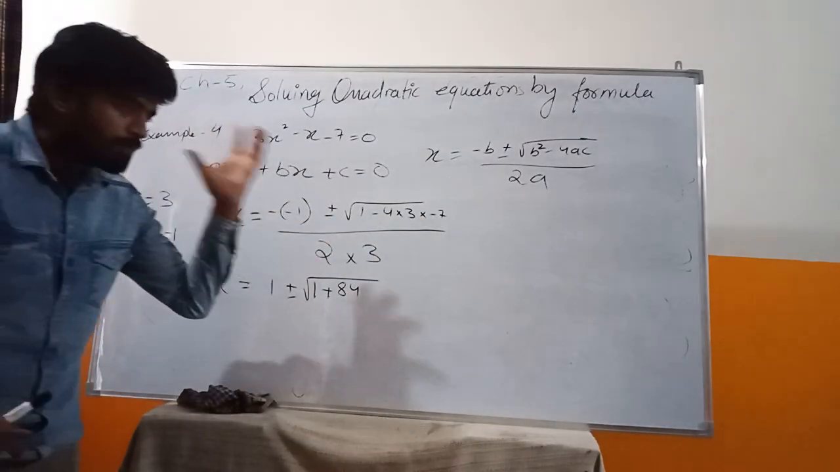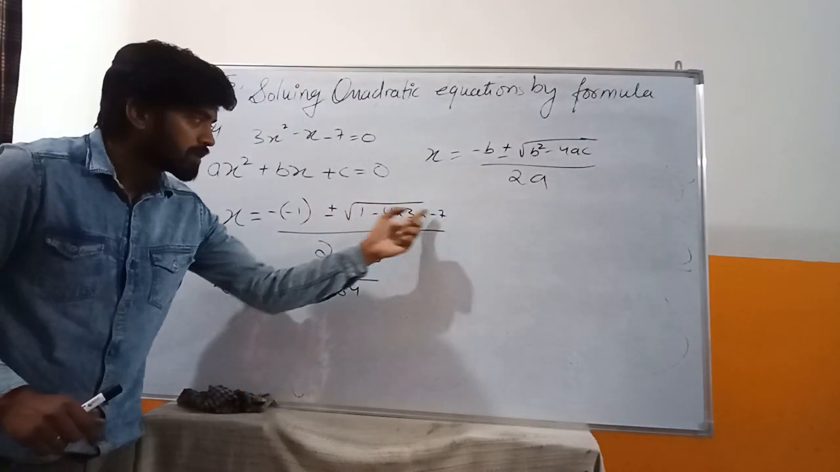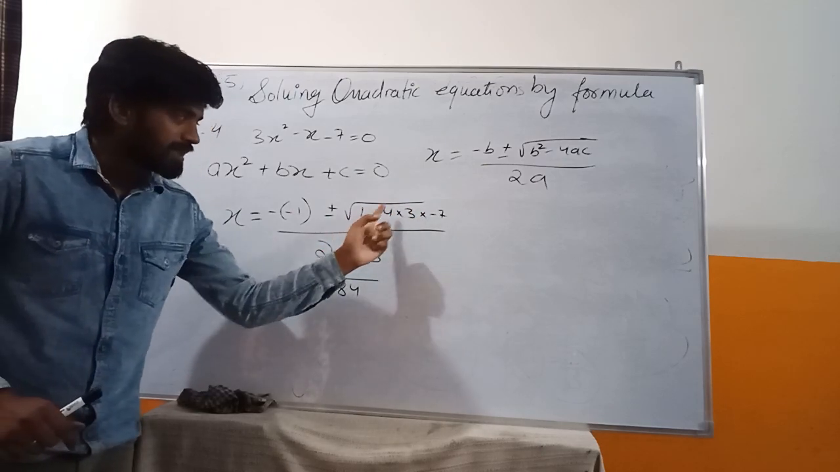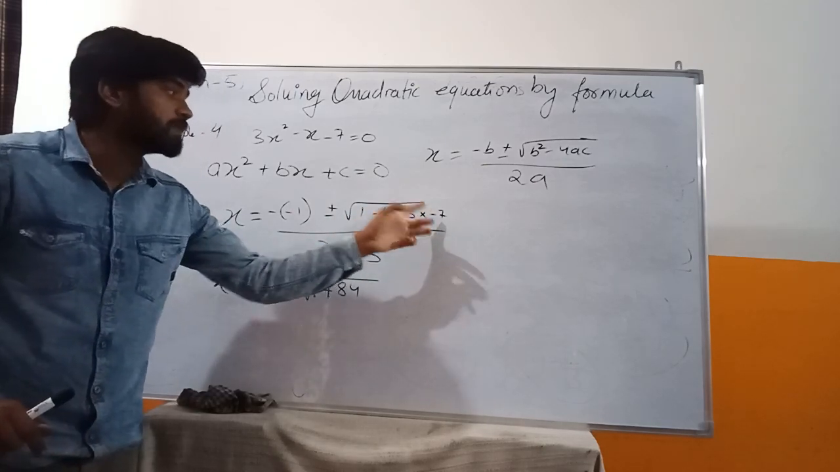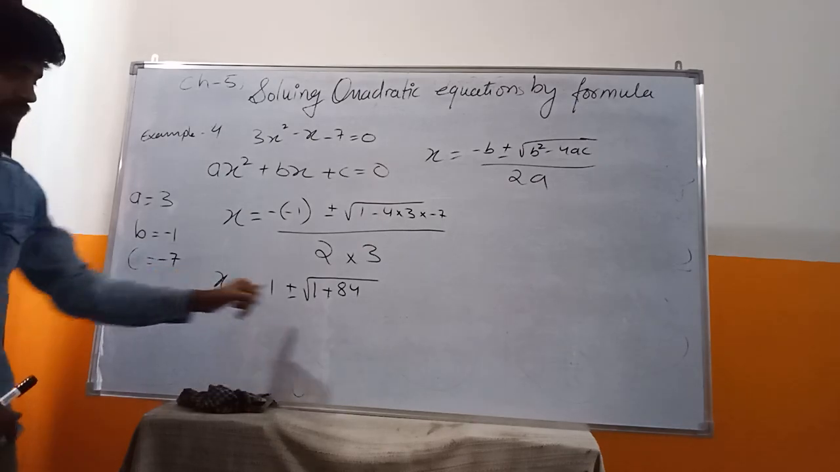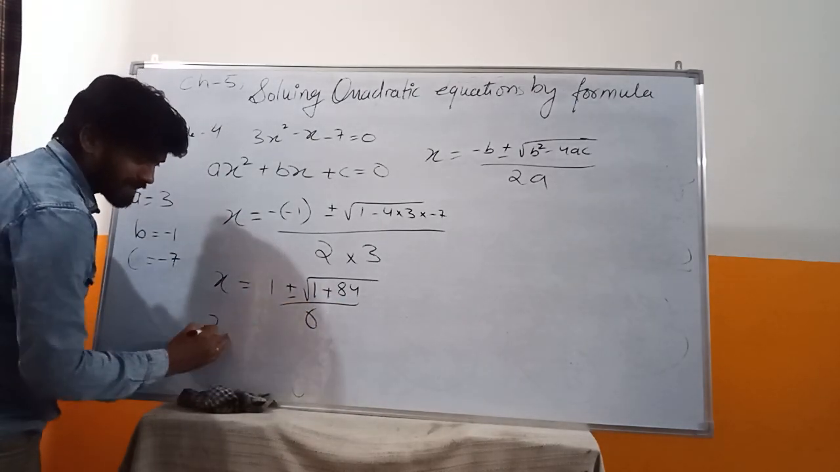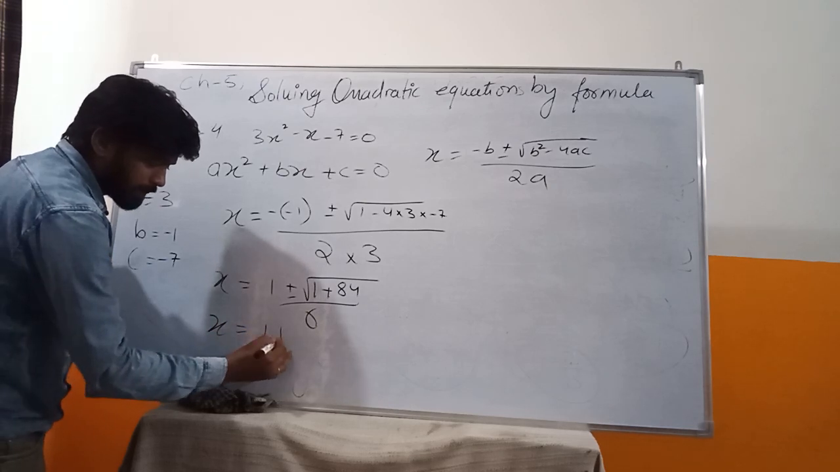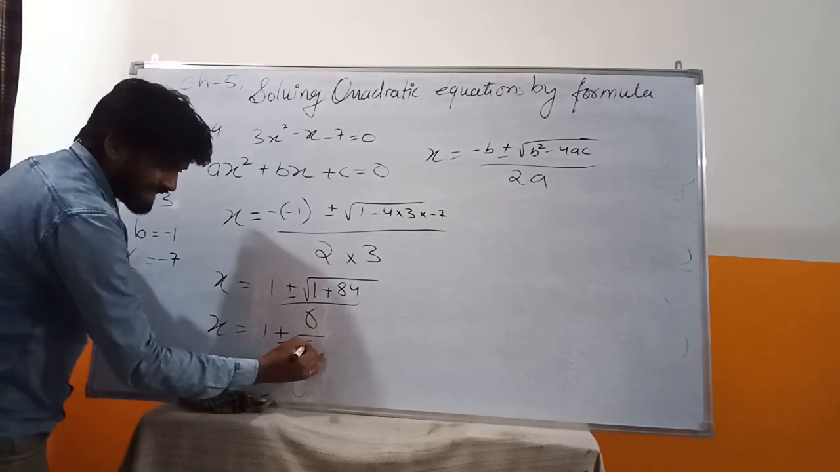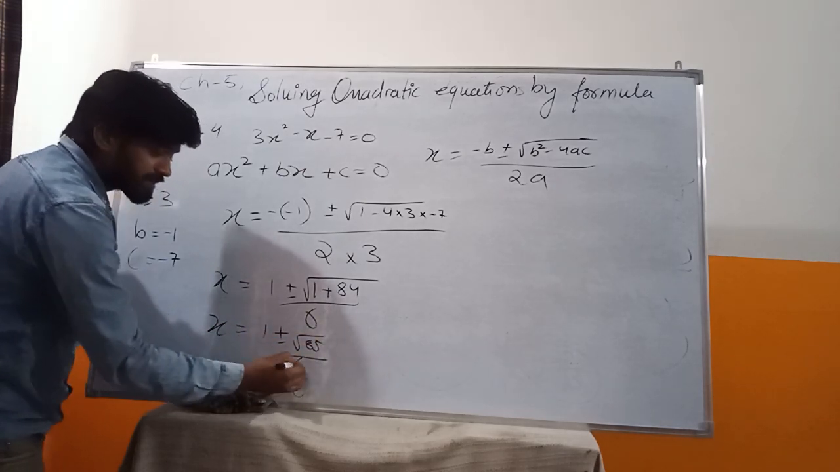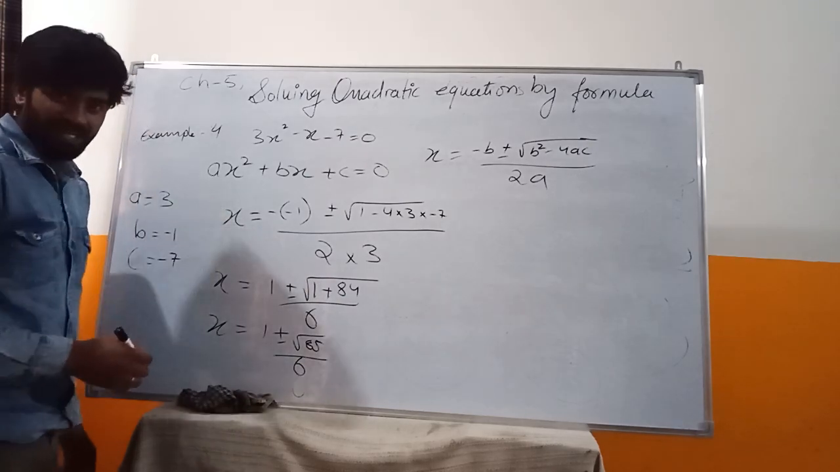Okay, so there was a misunderstanding for me about the minus sign. Minus is already here, but minus 7 comes because of c. c had minus, so it's going to become plus over 6. Okay, so x equals 1 plus minus root 85 over 6. This is the value of x that I got right now.